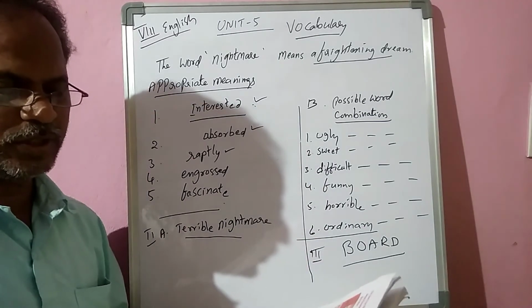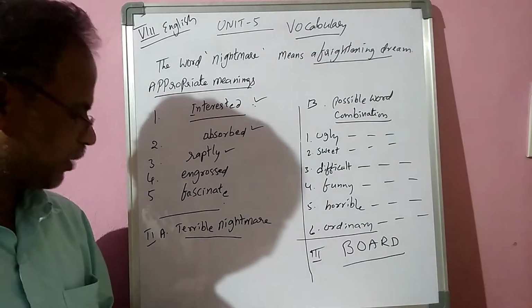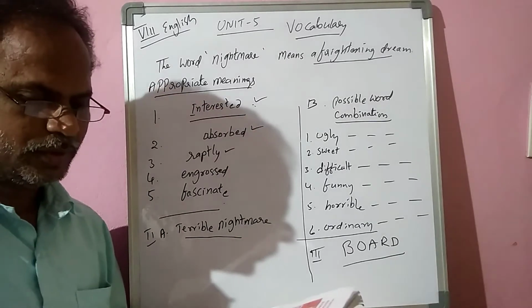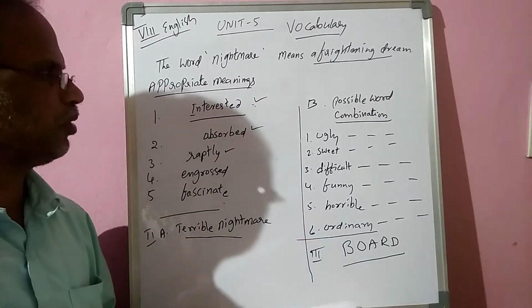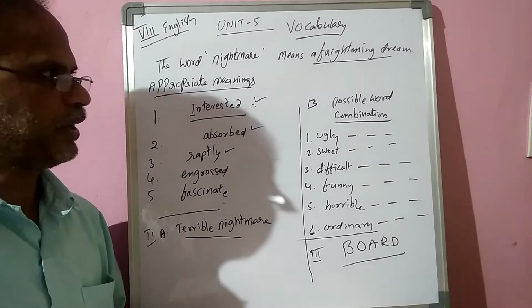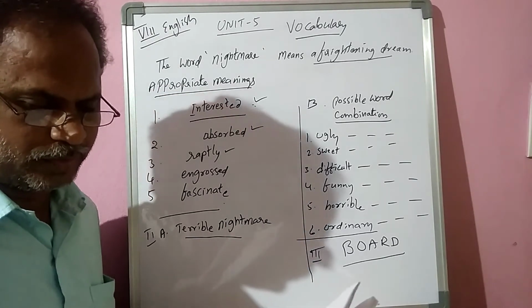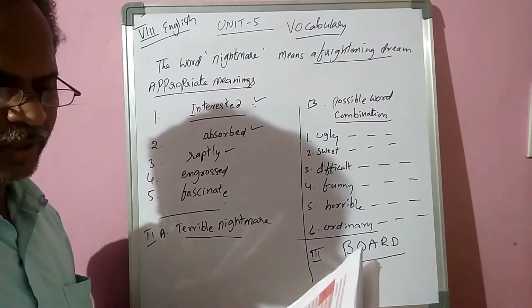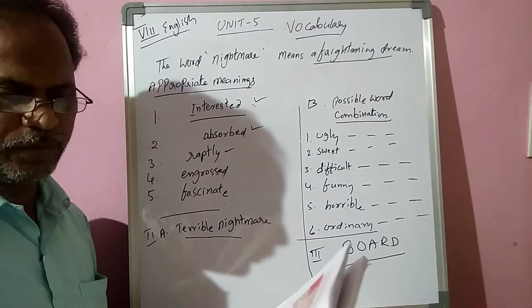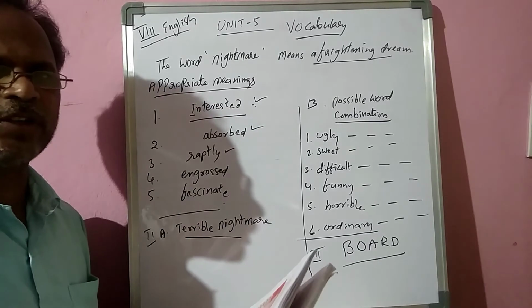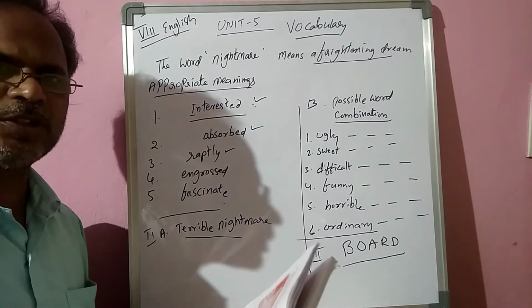I used to have this terrible nightmare. Terrible nightmare. That group of two words came here. Nightmare, you have already come to know, is a frightening dream, fearful dreams. The word terrible intensifies the meaning of the word nightmare. In a negative sense, we use terrible. We do not use it in a positive sense.